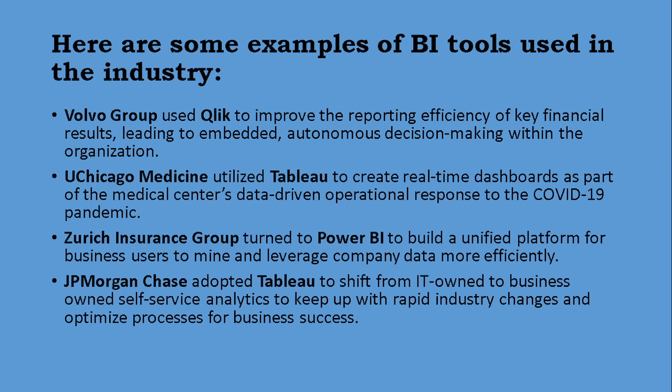So here are some examples of BI tools used in the industry and how they are used. For example, we have the biggest companies in the globe and the tools they use. We have Volvo Group, which I know is a car manufacturing company. They use Qlik to improve the reporting efficiency of key financial results, leading to embedded autonomous decision making within the organization. So they must have a main reason why they are using Qlik. I don't know, but they have the main reason for that.